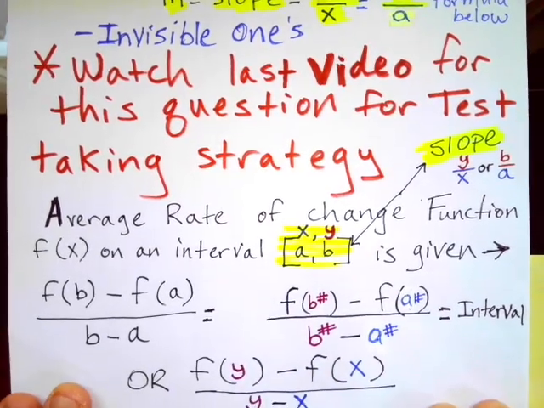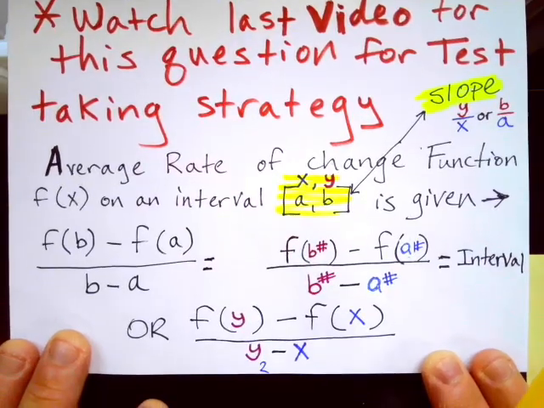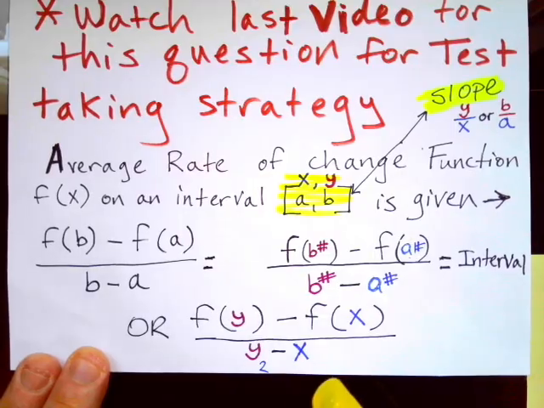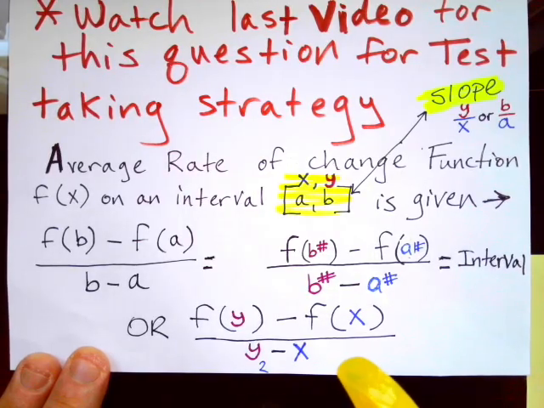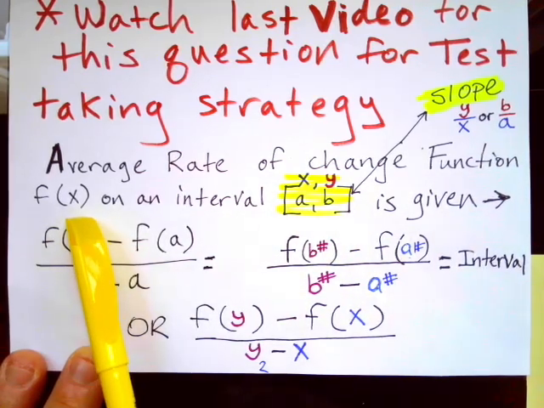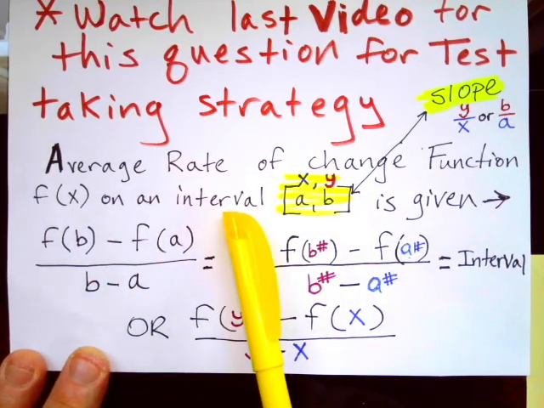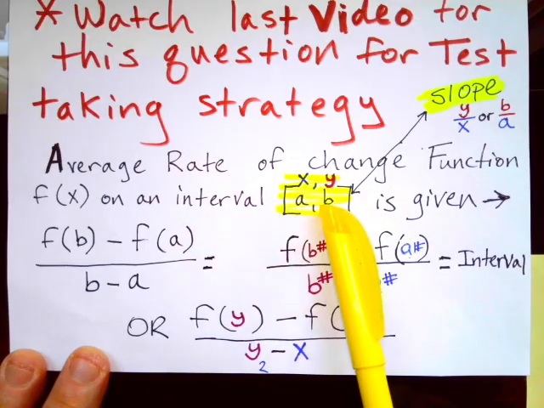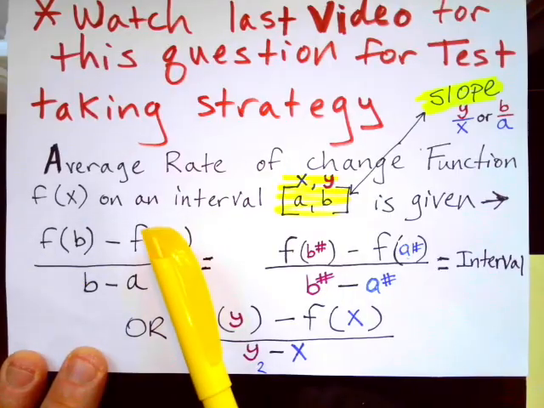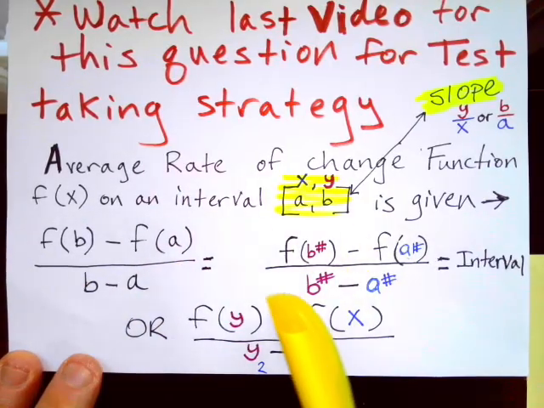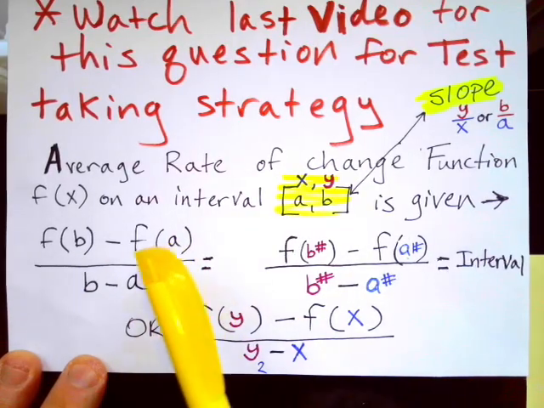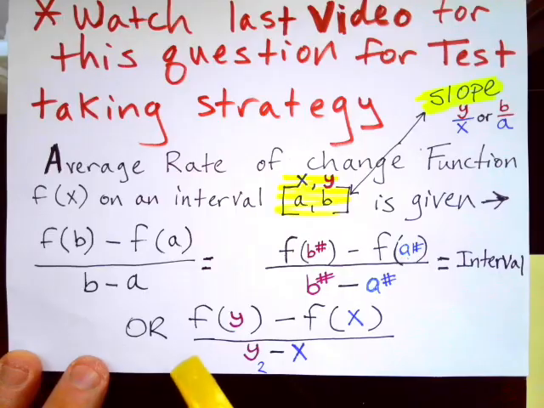So let's go ahead and take a look at the formula, all right? And this is the formula in order to find the average rate of change in the interval of the function. So the average rate of change of the function, remember f of x means function, on an interval a, b is given, right? And so this is the formula here. I rewrite the formula a couple of times to help you understand the values you can substitute in this formula for b and for a.